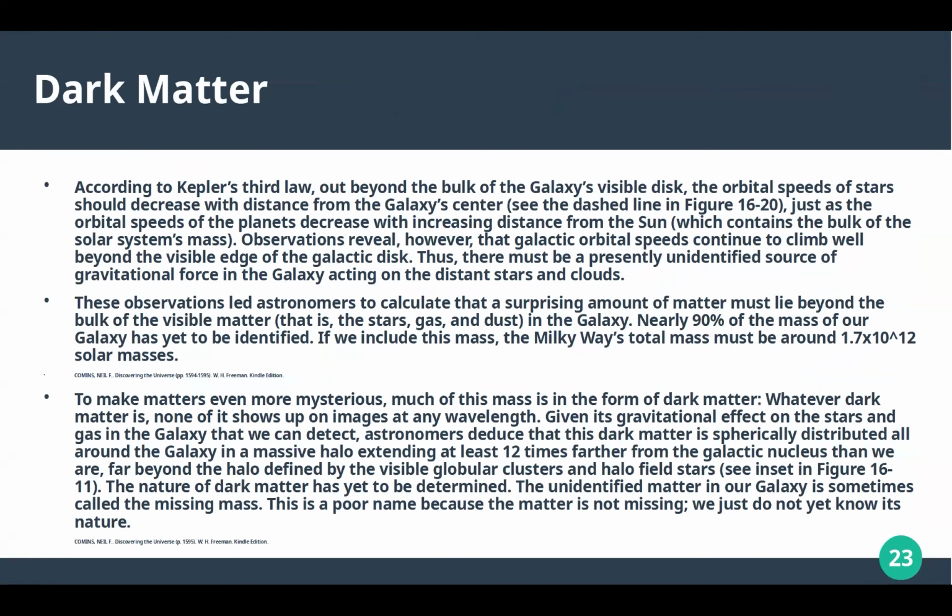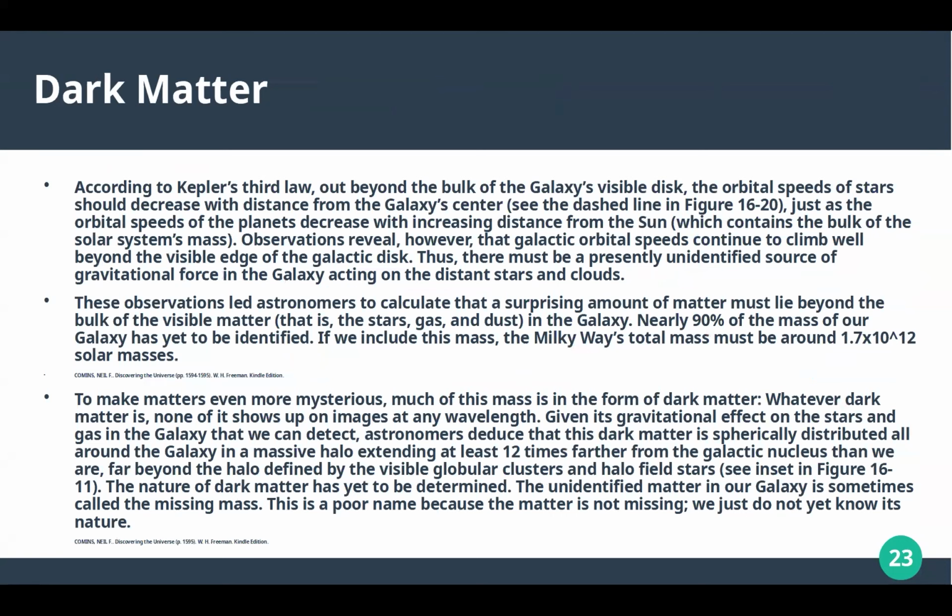According to Kepler's third law, out beyond the bulk of the galaxy's visible disk, the orbital speeds of stars should decrease with distance from the galaxy's center, just as the orbital speeds of the planets decrease with increasing distance from the sun. Observations reveal, however, that galactic orbital speeds continue to climb well beyond the visible edge of the galactic disk. Thus, there must be a presently unidentified source of gravitational force in the galaxy acting on the distant stars and clouds. These observations led astronomers to calculate that a surprising amount of matter must lie beyond the bulk of the visible matter, that is, the stars, gas, and dust in the galaxy. Nearly 90% of the mass in our galaxy has yet to be identified.